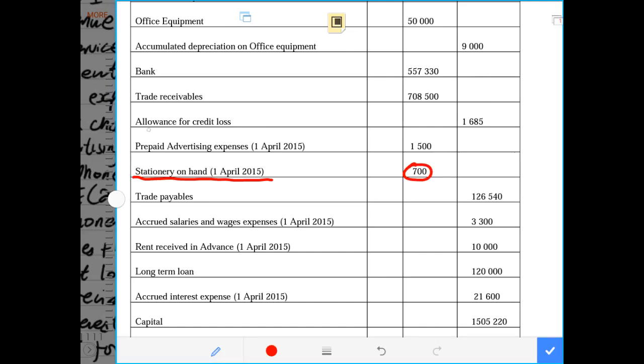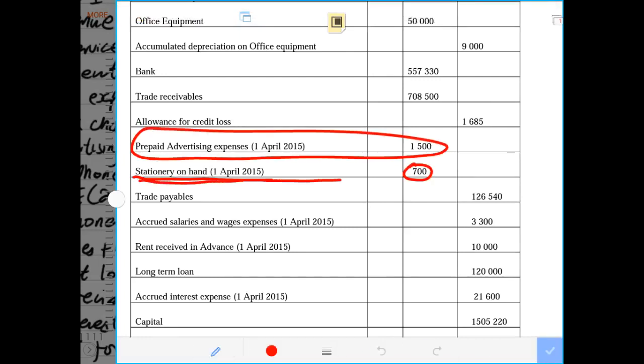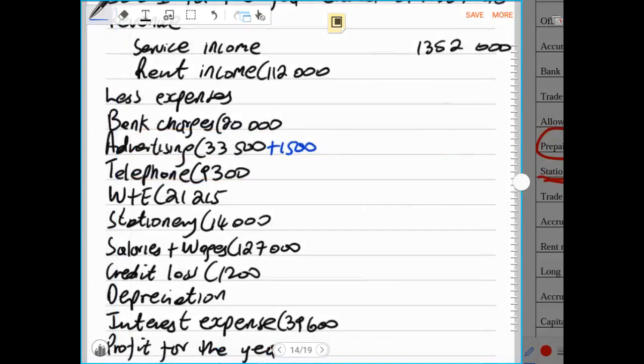So we have done this entry in terms of reversal. Then we go to the stationery on hand. Remember, this stationery was an asset by the end of last year, and now it has to be transferred from an asset account into an expense account. If this is an asset on the debit side, when we reverse, we have to credit 700. That means we credit our stationery on hand and we debit stationery expense, because we are transferring the stationery from an asset account into an expense account.